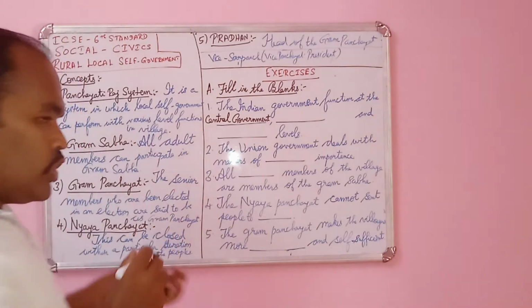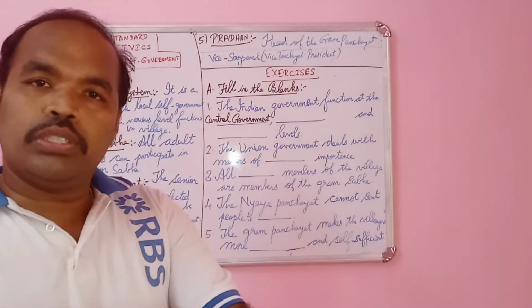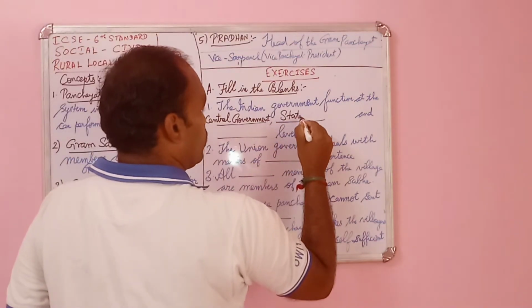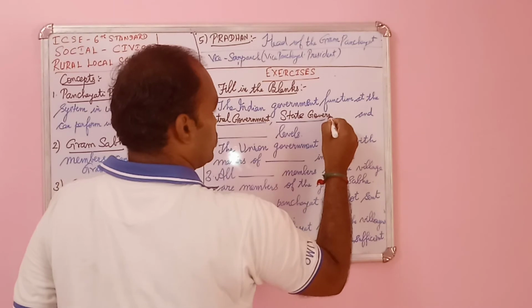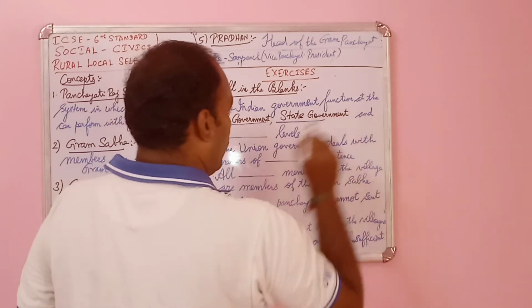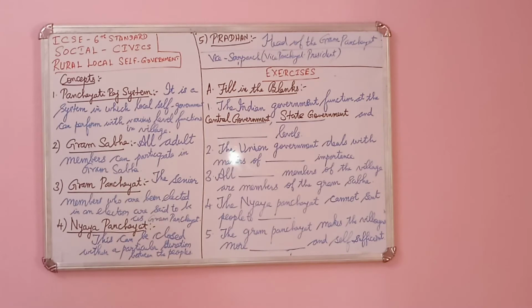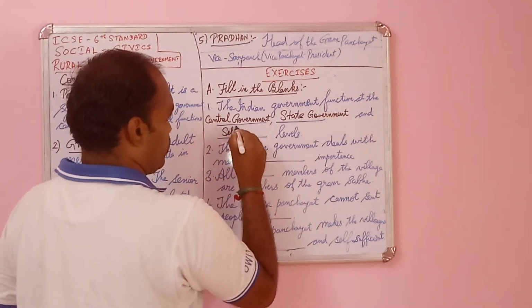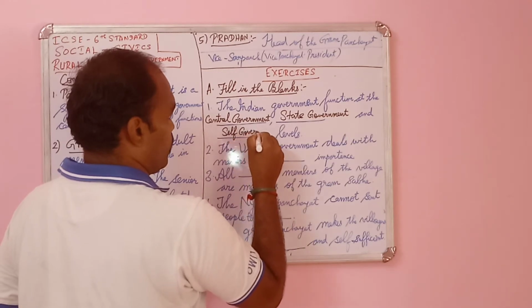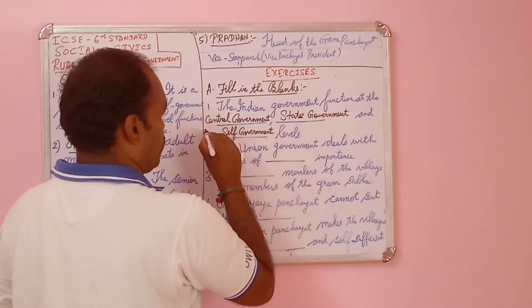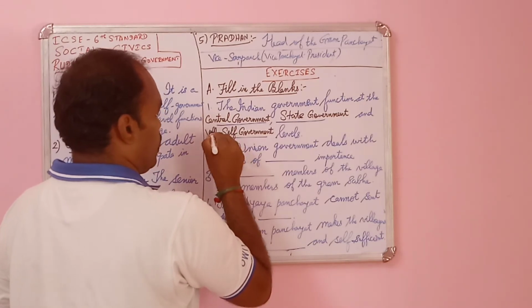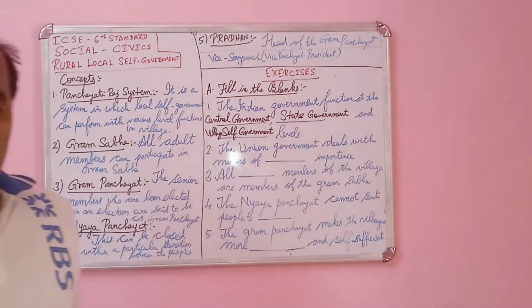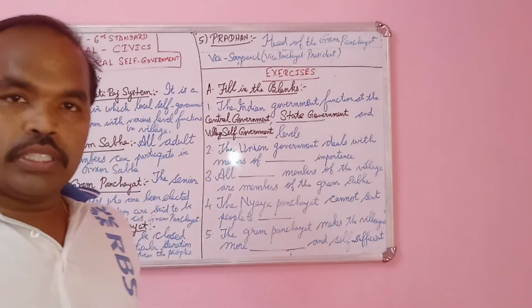The next one is which government? Central. Next one is which one? State. State government. And next one is what? Self-government. Village self-government. The Indian government functions at the central government, state government and village self-government levels.